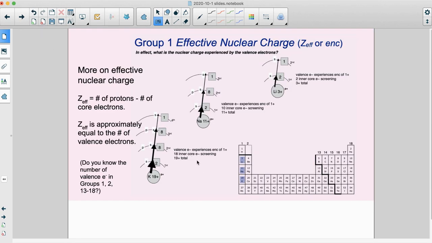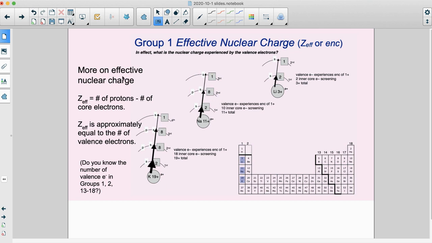All right, so we're going to talk a little bit more about effective nuclear charge. We kind of went over a general idea of it being the charge felt or experienced by the valence electrons, or particular electrons in the atom. Here we're going to talk about the valence electron in particular and think about what the effective nuclear charge would be for a valence electron in these various atoms.